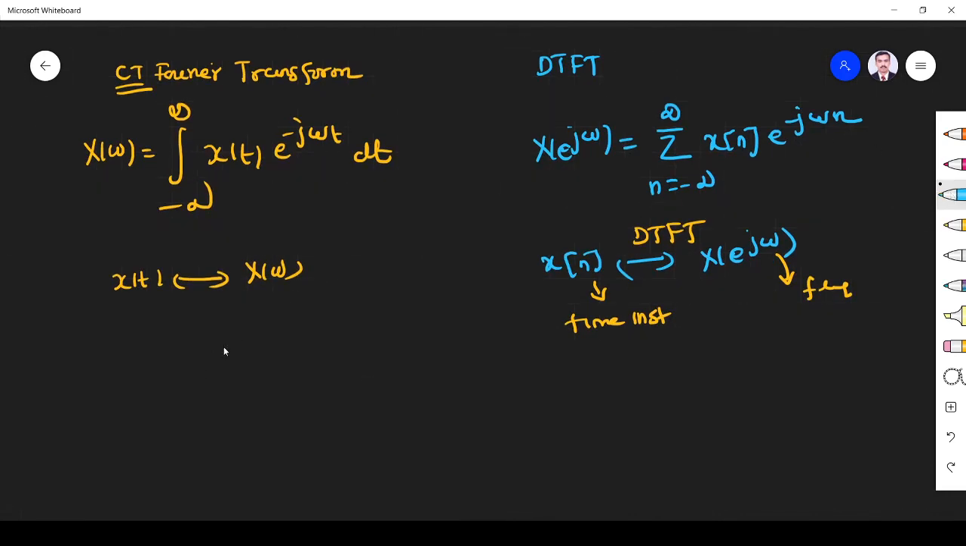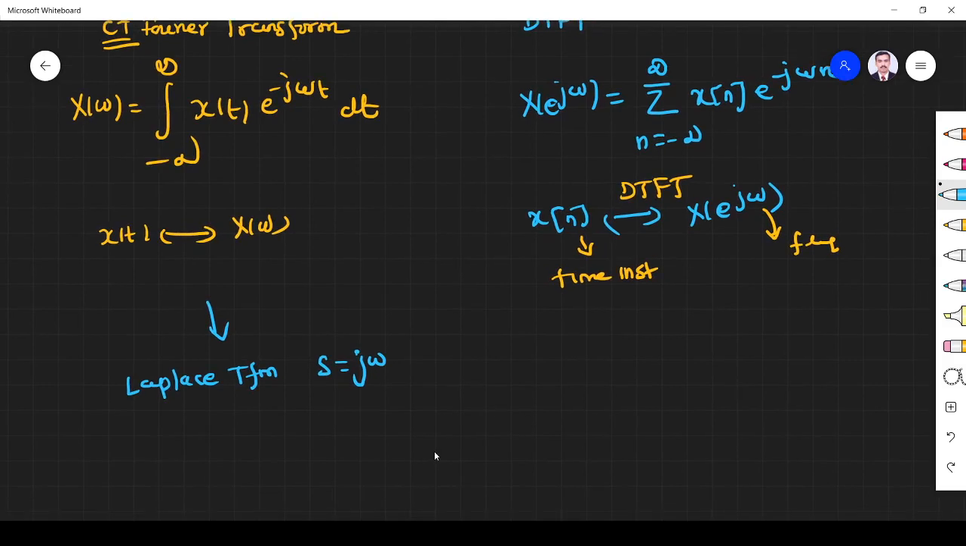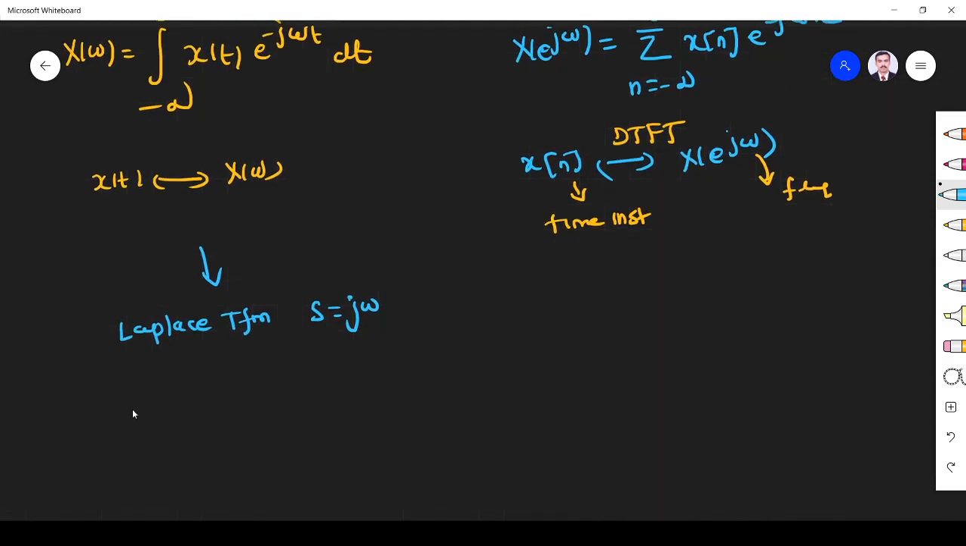We can go for Laplace transform, right? So the Laplace transform is very simple. Laplace transform is obtained by substituting s is equal to j omega. Not always. There is one condition, but normally it will work. What is that condition? I will explain in another video. So when you substitute s is equal to j omega, Fourier will become Laplace. So you see X of s is the integral from minus infinity to plus infinity of x of t, instead of j omega I substitute s, so e power minus st dt, right?